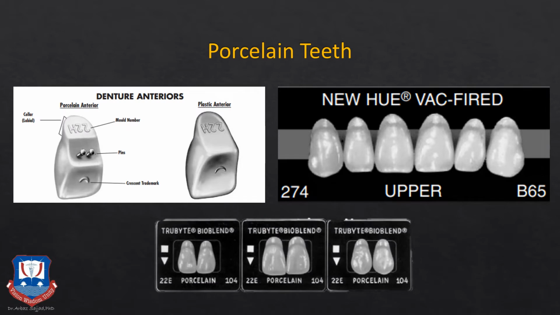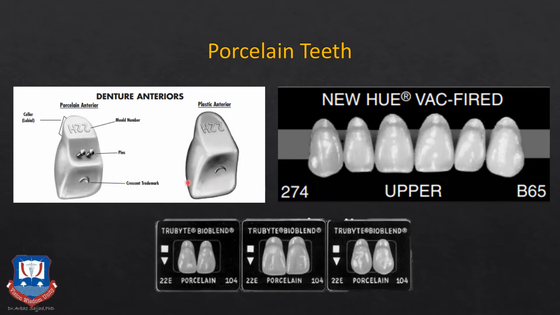So, moving on, the third, this is purely for historical significance. These were the porcelain denture teeth, and examples of porcelain denture teeth were the True Bite BioBlend and the New Hue vacuum fired porcelain teeth. Now, the reason porcelain teeth are not being used today is that porcelain teeth do not have a chemical bond with the denture base resin because they are a different material. This is made of feldspathic porcelain, whereas the denture base is made of polymethyl methacrylate. So, in order to retain the porcelain teeth in the denture base, there were pins and posts on the intaglio surface of these teeth to hold or retain them within the denture base. But in spite of these, porcelain denture teeth debonding was quite common in the olden days.